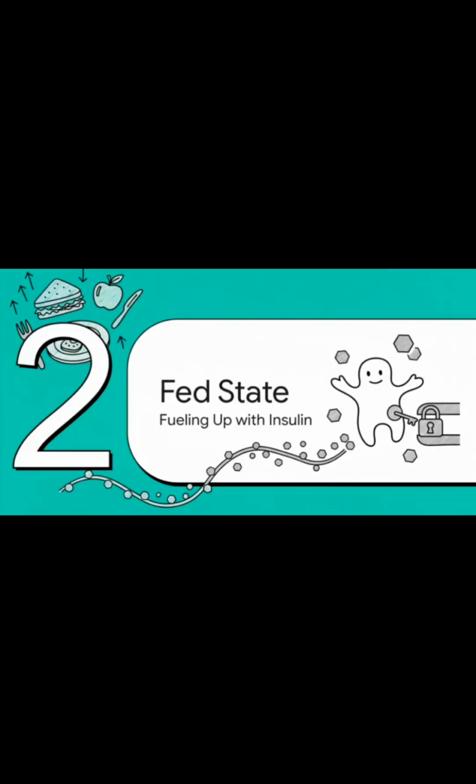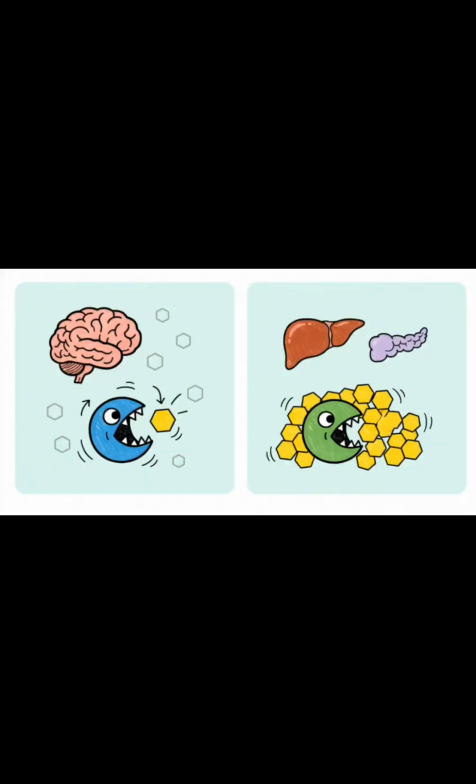All right, let's kick things off with our first scenario, the fed state. Picture this. You just had a big meal, your blood glucose is soaring, and the master anabolic hormone, insulin, is now in the driver's seat. Now, this is super interesting and incredibly high yield. How does your body actually trap glucose inside the cells? It's all about these 2 enzymes.